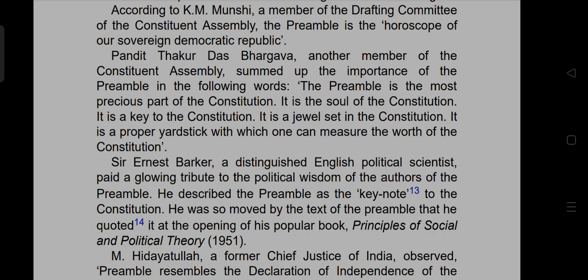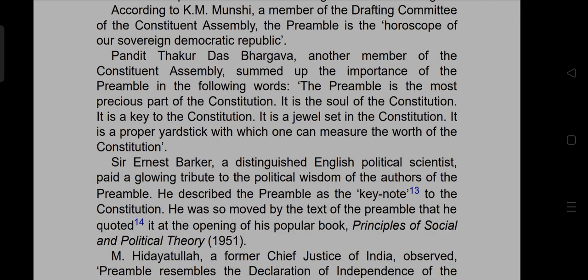Sir Ernest Barker, a distinguished English political scientist, paid a glowing tribute to the political wisdom of the authors of the Preamble. He described the Preamble as a keynote to the Constitution. He was so moved by the text of the Preamble that he quoted it at the opening of his popular book, Principles of Social and Political Theory, 1951.